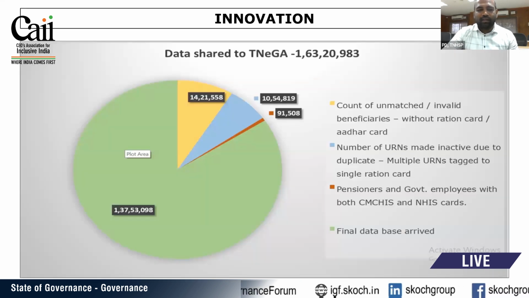So this is a chart. You can see in the total 1.63 crore database, which was present in the initial period of the tender, around 14 lakh families which are unmatched or ineligible were removed. And the second criteria of duplication in beneficiaries, which works out to 10,54,819 families, and government employees of 91,508 were made ineligible.